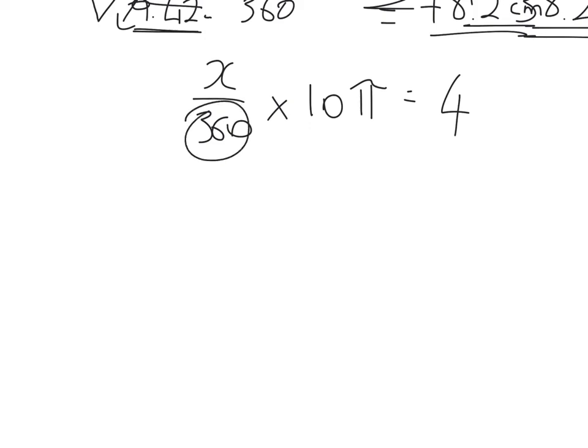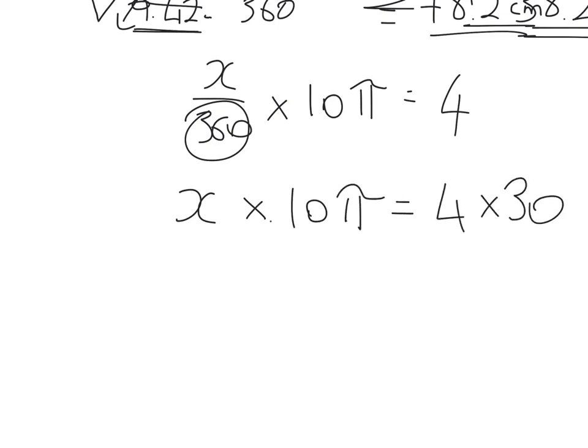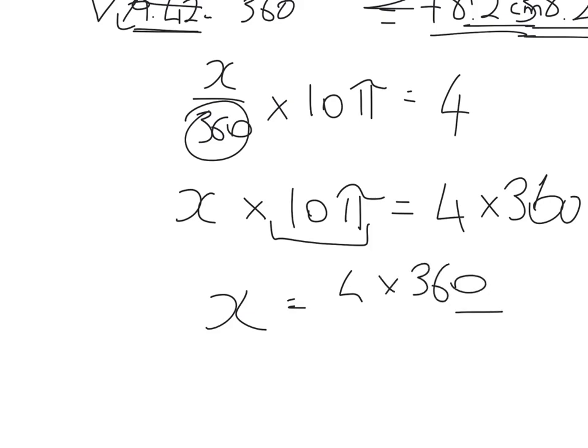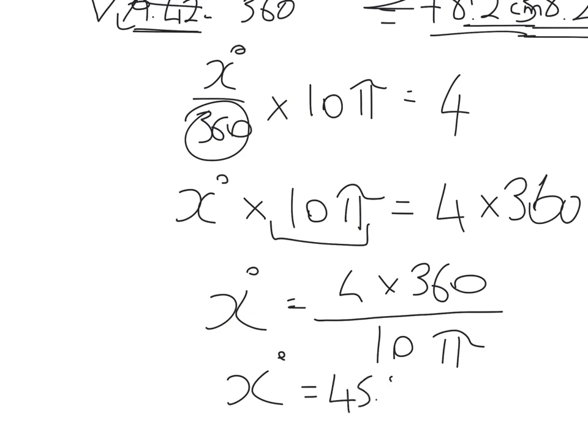So I can get rid of divide by 360 by multiplying by 360, so that's 4 times 360. I can then get rid of times 10 pi by dividing by 10 pi. Throw all of that into the calculator. And that will give me about 45.9 degrees.